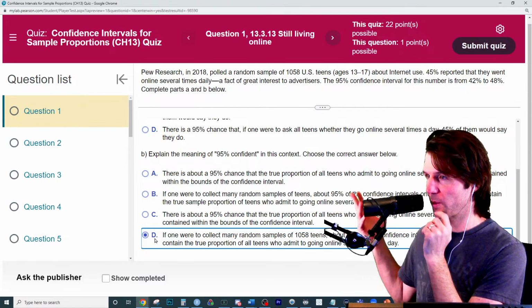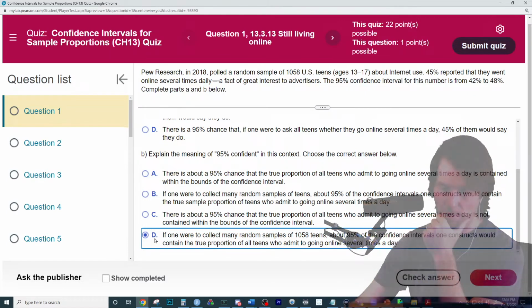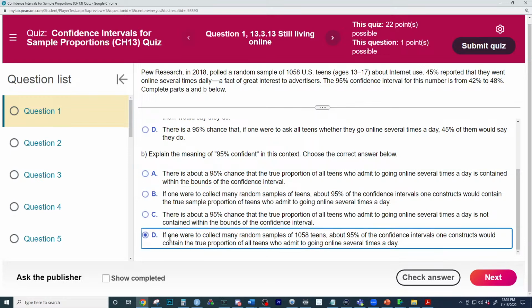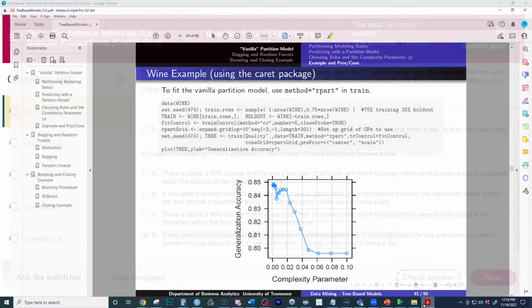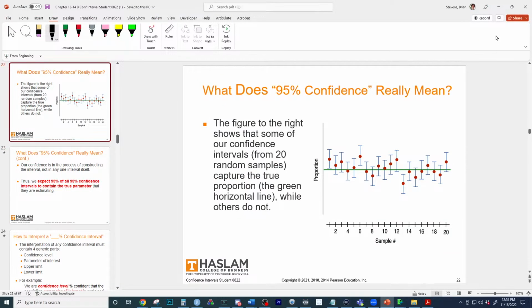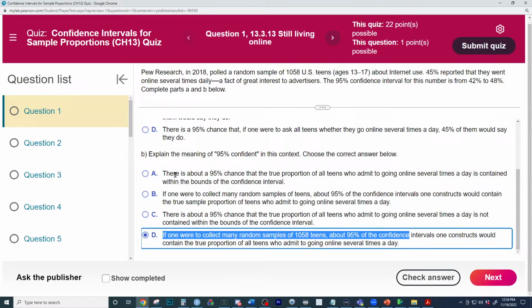All of these are wrong interpretations here. Let's read the first one. There's about a 95% chance, we don't talk that way, that the true proportion of all teens who admitted going several times is contained within the bounds of the interval. No, it's not about one interval. It's about the creation of multiple intervals in the long run, and you see that right here by the words "in the long run." So it deals with the law of large numbers. In the long run, 95% of 95% confidence intervals contain the truth.